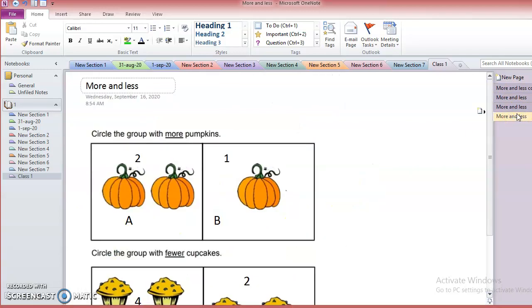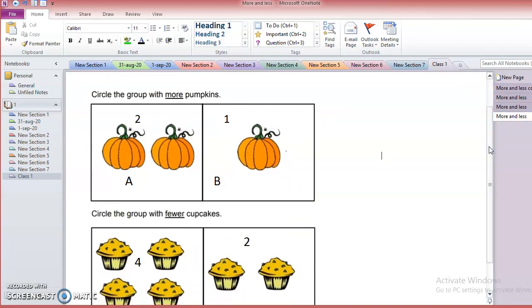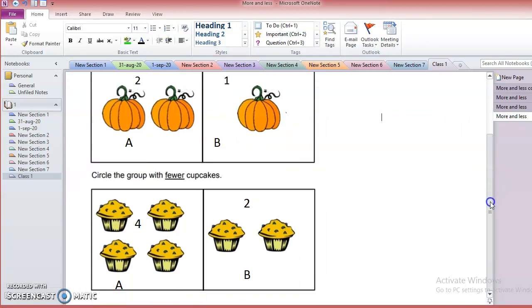Coming to the next picture, where we have pumpkins. We have to check which group is having more pumpkins. This is very easy. Only 1 in group B and 2 in group A. So 2 is greater than 1. That's why you will say, sir, group A is having more pumpkins than B. Or you can say group B is having fewer pumpkins than group A.